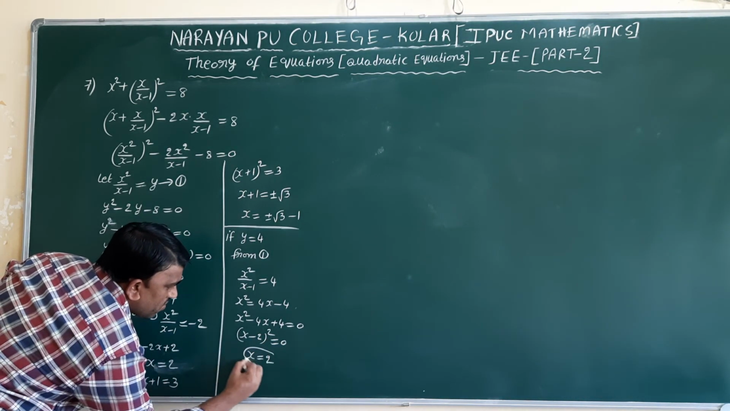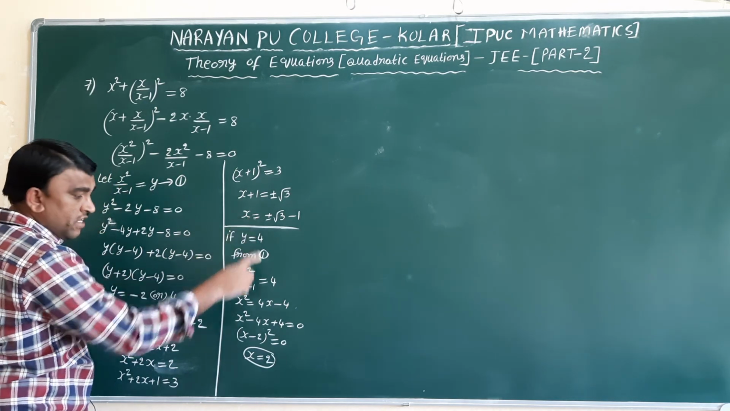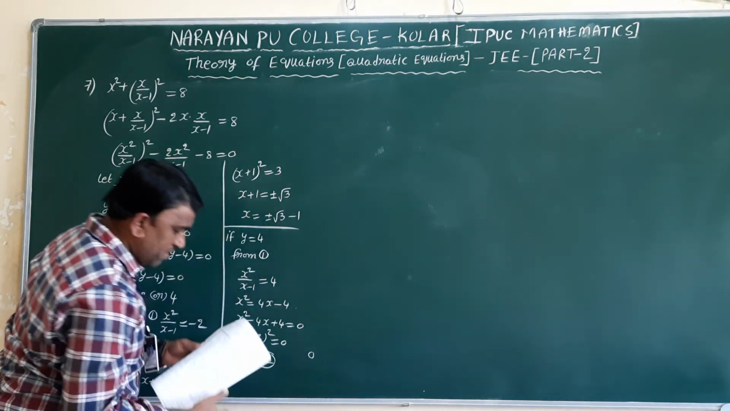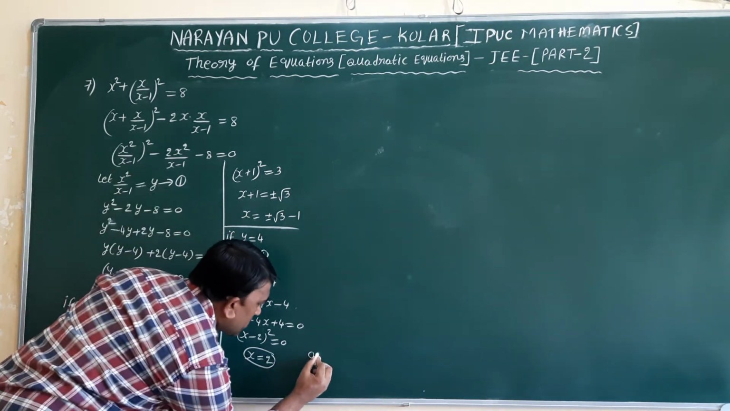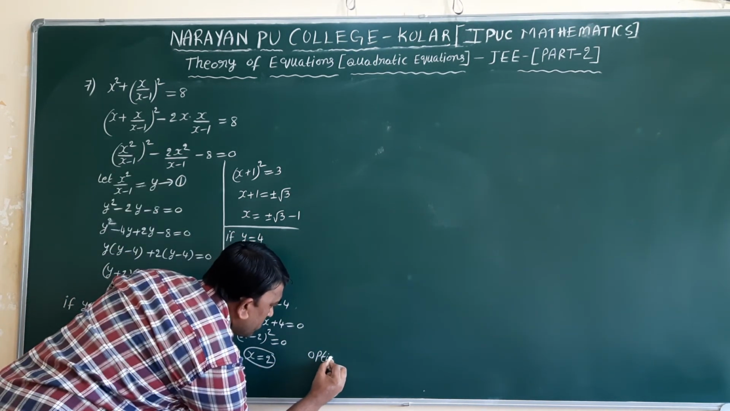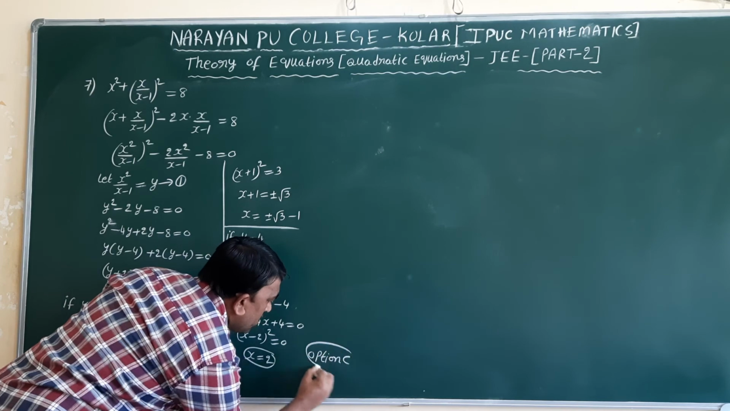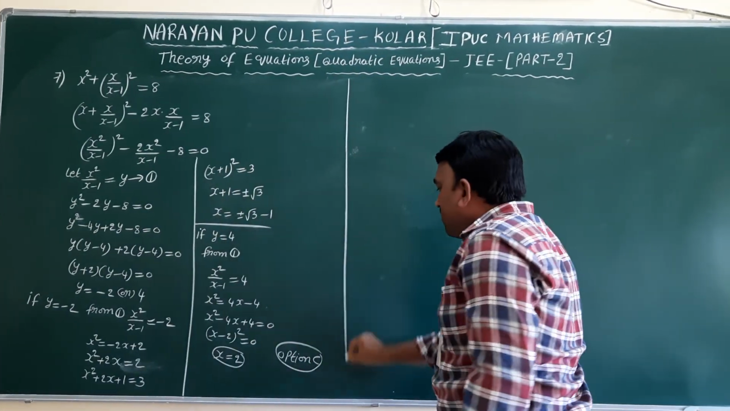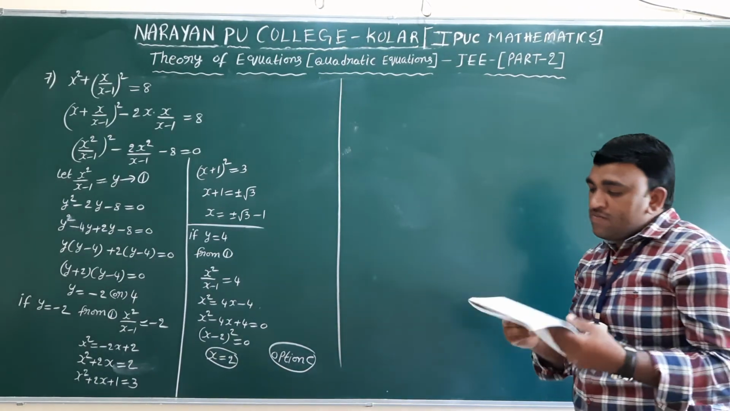X value 2. Here already 2 solutions we got. Here one more thing. Total number of real solutions is 3. So option C is correct one. Next problem.